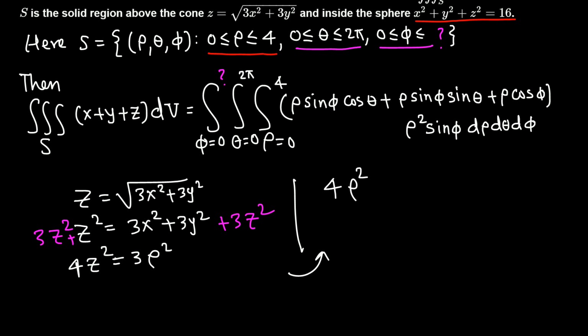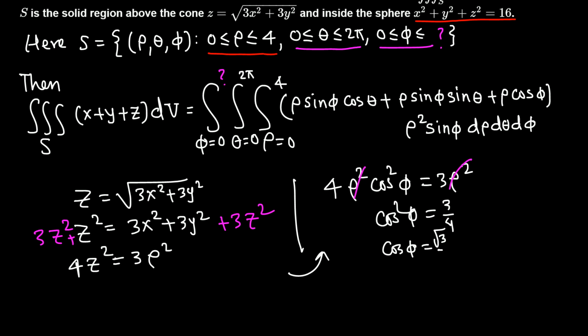So 4 rho squared cosine squared phi equals 3 rho squared. Now rho is a non-negative number, so we can cancel rho squared from both sides. Then cosine squared phi is 3 over 4. Taking the square root of both sides, cosine phi is plus or minus root 3 over 2, but phi is always between 0 and pi, and it will be a positive angle.